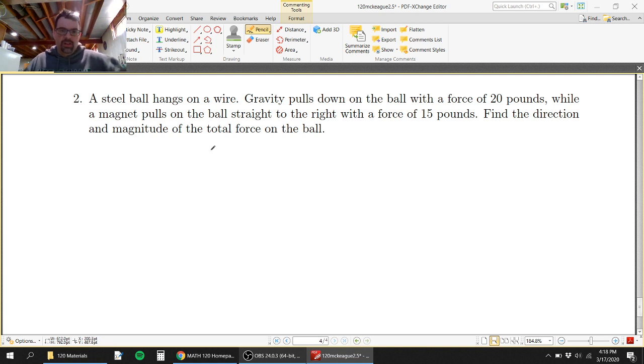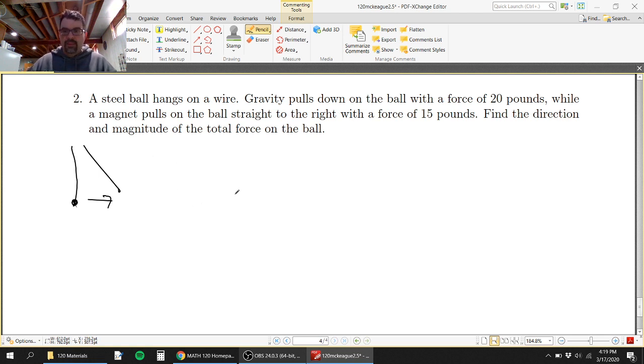So we have a steel ball on a wire. Gravity is pulling straight down, while a magnet pulls straight to the right. If you imagine this, if there was no magnet, the ball would just hang straight down on a wire, and that'd be the story. There'd be 20 pounds of tension in the wire. But we turn on this magnet and it pulls the ball to the right, which would make it swing to the side at some angle and stay there.